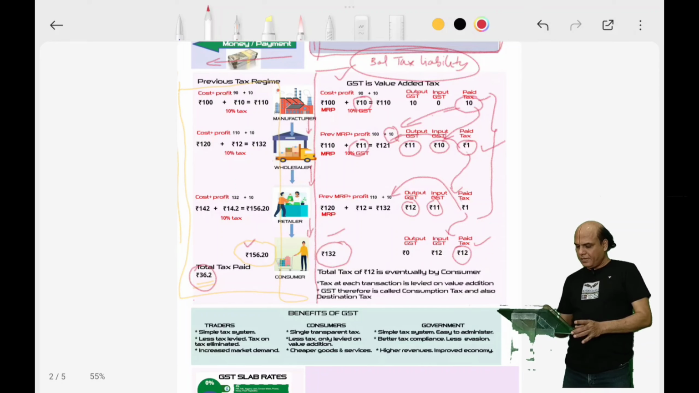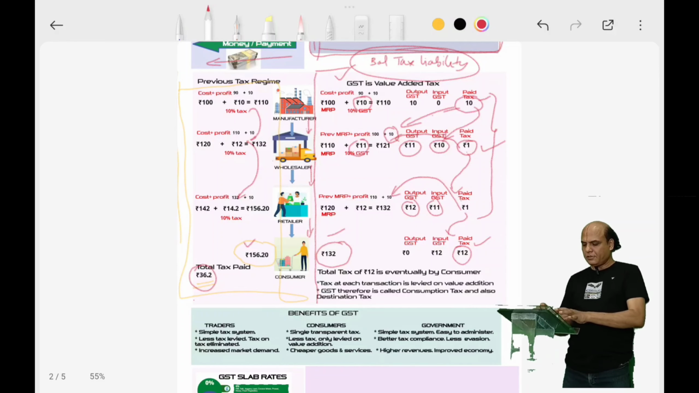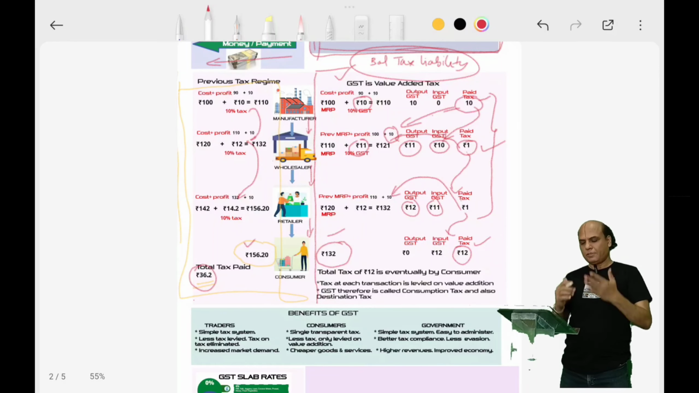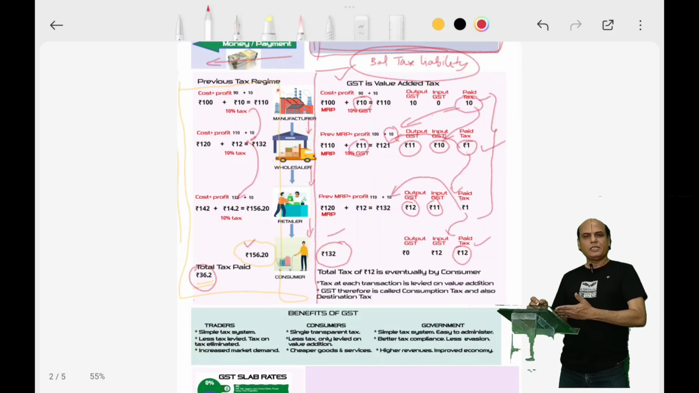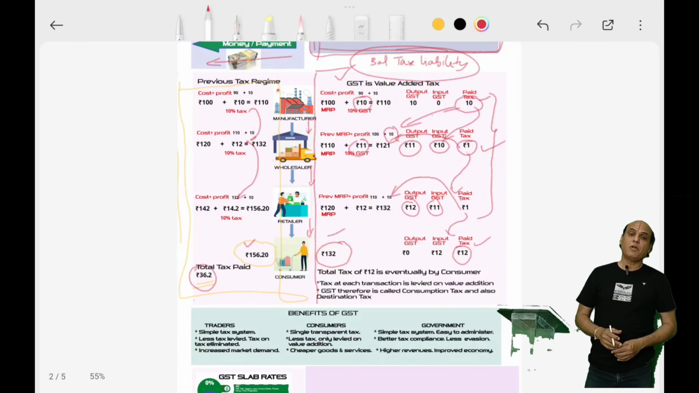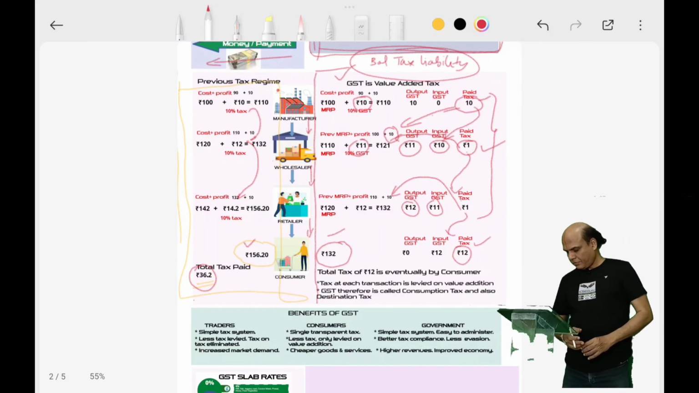Whereas here, this is tax on tax. Although they have paid tax, 10 rupees tax, again they will pay 12 rupees, again they will pay 14 rupees. So this is called the cascading effect of tax, where tax on tax is paid in the previous regime. In GST, tax is paid only on value addition. So GST, in other terms, is called value added tax.